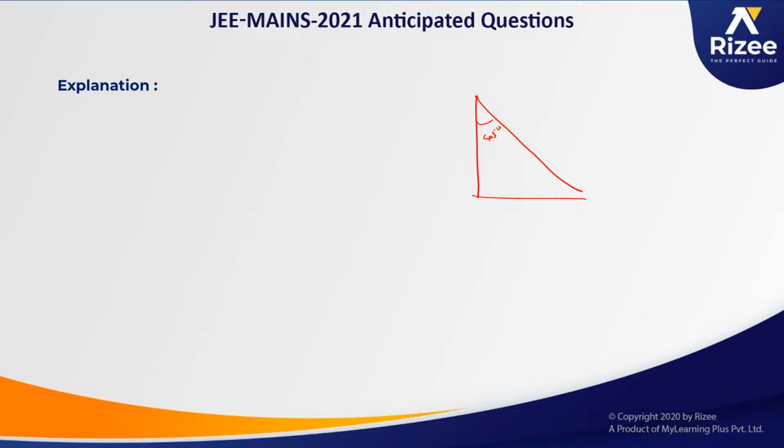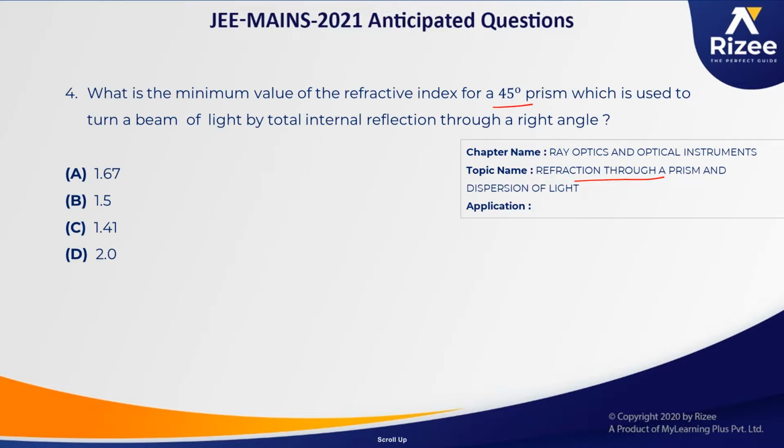Let the ray fall perpendicularly onto this face, so it reflects downwards. This is another case of this one. So in this case, what can be the refractive index? He is asking that. The refractive index mu is equal to 1 by sine C, where C is the critical angle. This is 45 degrees, this is also 45 degrees, so the critical angle is also 45 degrees. So mu is equal to 1 by sine 45 degrees, so mu is equal to root 2, which is 1.41. So this will be your answer, 1.41.